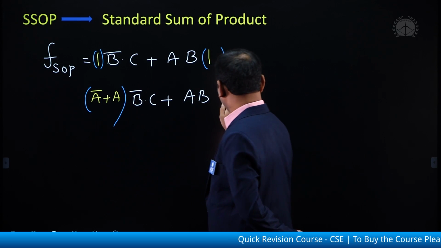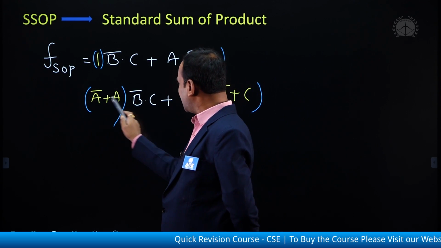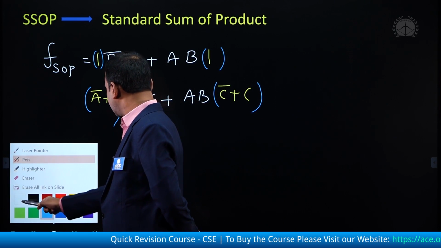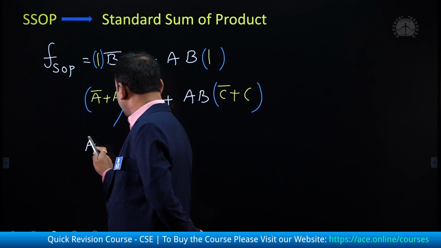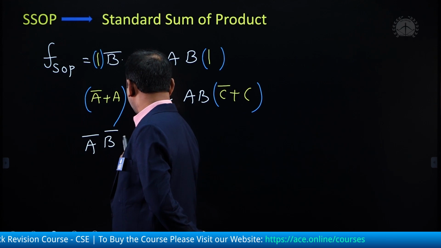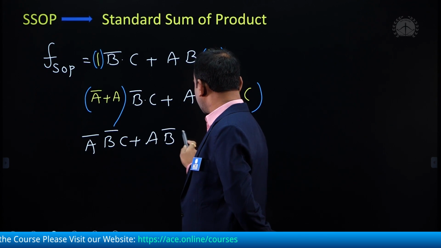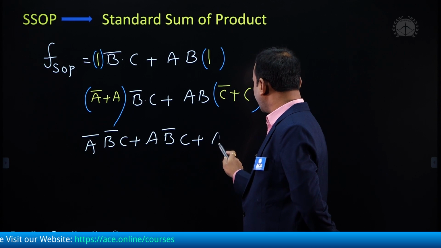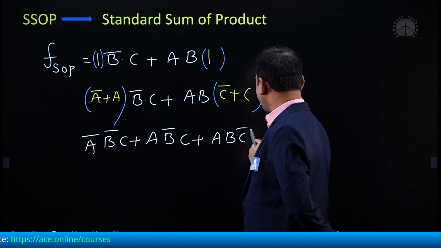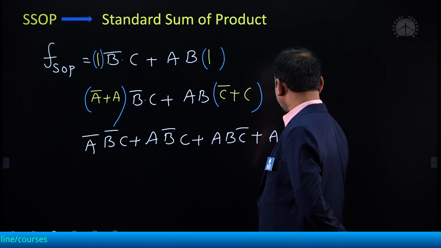Now what am I writing? Multiply A bar B bar C. Now A plus A complement times B bar C, plus this AB bar C, plus ABC complement, plus ABC.